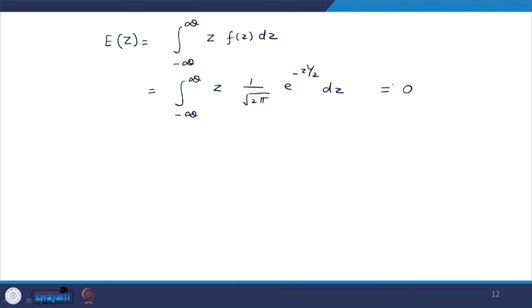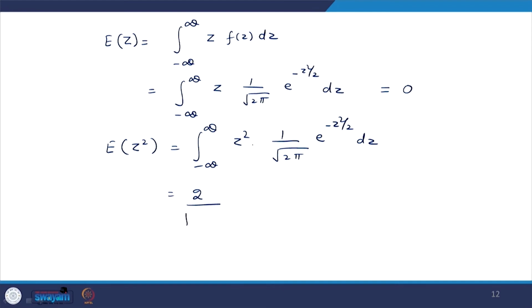Now to compute the variance, you have to compute the expectation of z square, that is the integral of z square times 1 upon under root 2 pi, e raised to power minus z square upon 2, dz. And now it is an even function, so it will be 2 times 1 upon under root 2 pi, integral from 0 to infinity of z square e raised to power minus z square upon 2, dz.